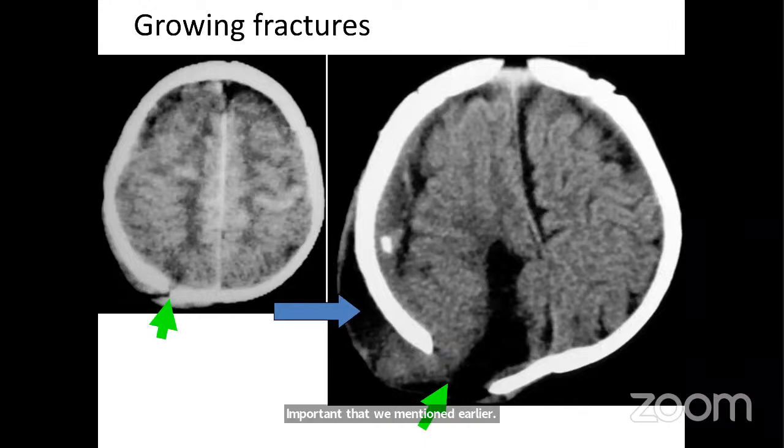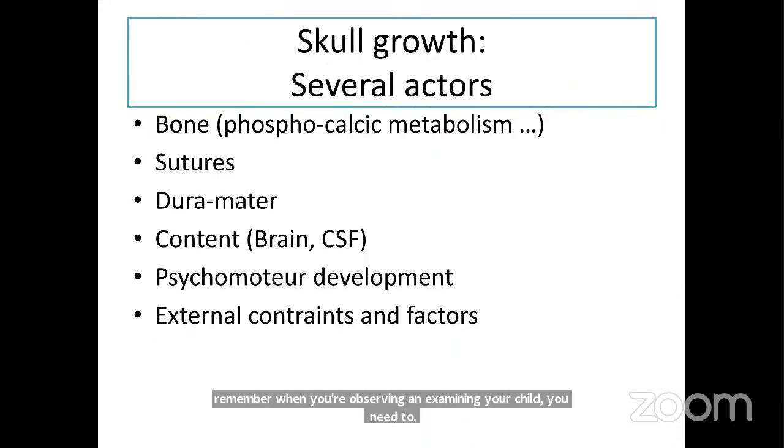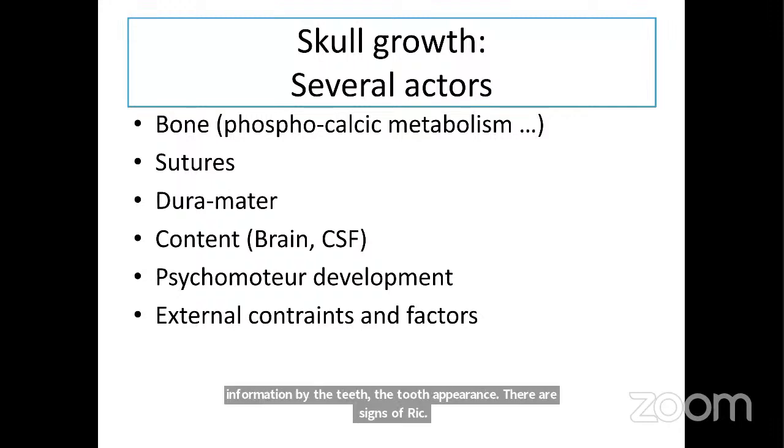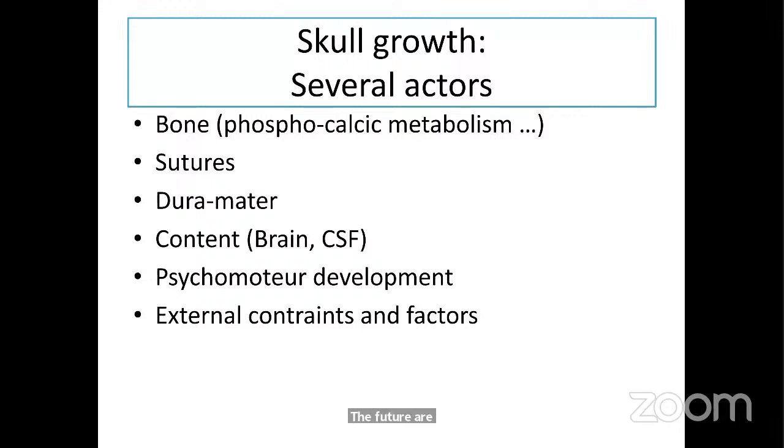So remember, when you're observing and examining the child's skull, you need to think about how the metabolism is. You can also have indirect information from the teeth, the tooth appearance, if there are signs of rickets. The sutures are present, the dura mater and brain need to be normal, as should the psychomotor development, and of course no external constraints and other factors, in order to obtain a normal skull.